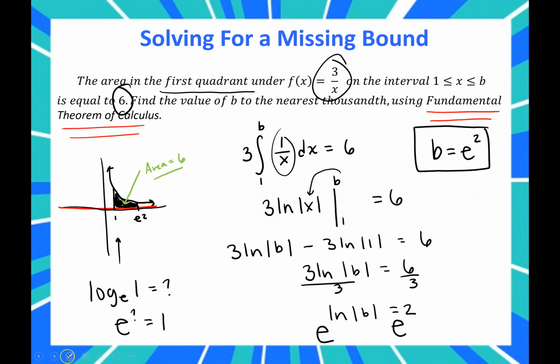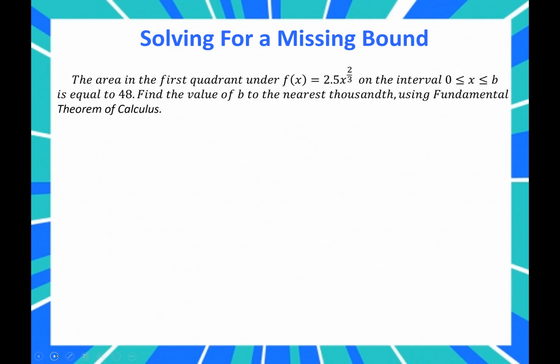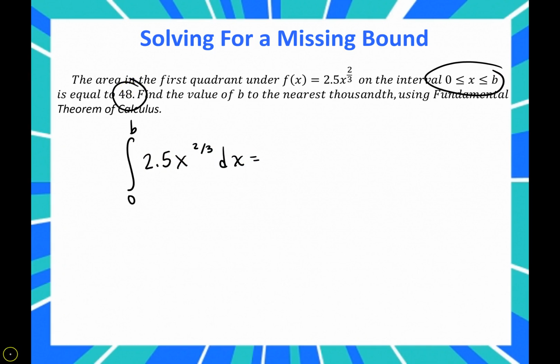Let's try another one. All right, the area under the first quadrant, that's cool. We're eliminating to the first quadrant again of that function on that interval. So I've got my interval from 0 to b. That's coming from right here. My function is 2.5 x to the 2/3 dx, and that's going to be equal to 48.